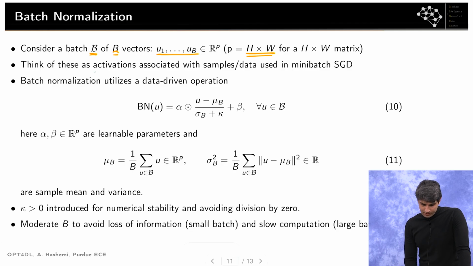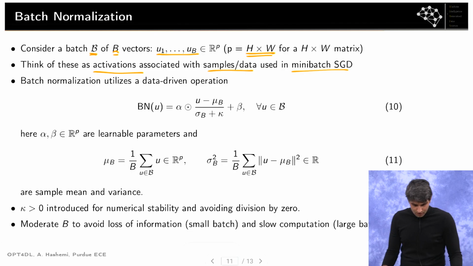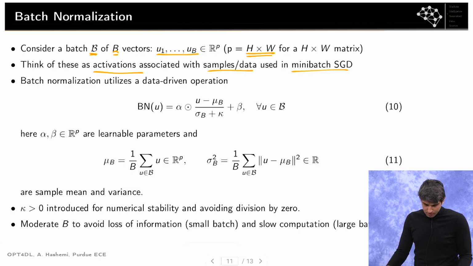So these are basically the activations associated with the samples that we are using in a specific iteration of mini-batch SGD. Now, what's the batch normalization operation? Again, it performs normalization across the batch. Okay, and it does so in a data-driven manner.